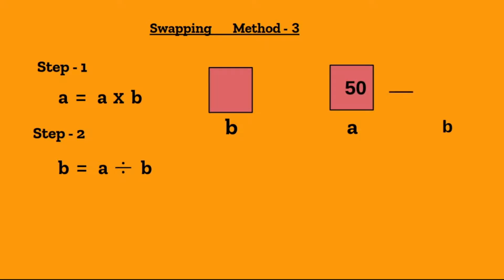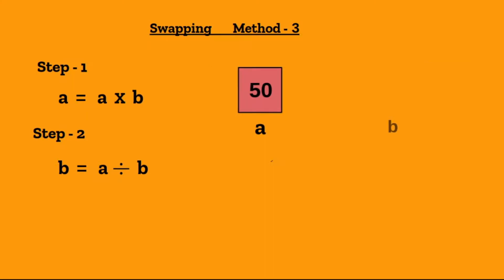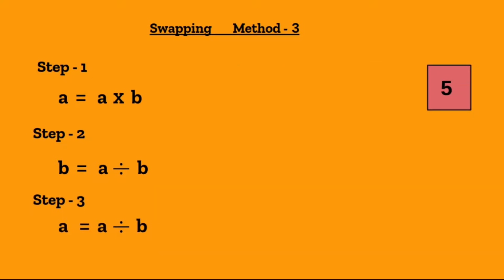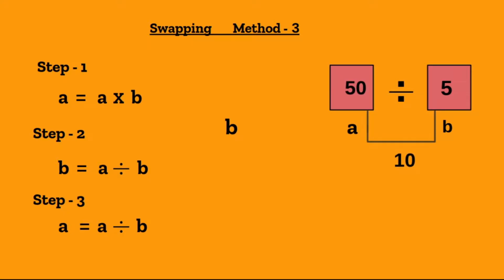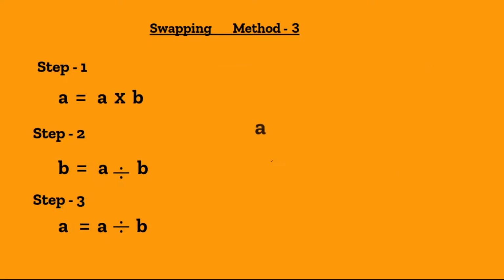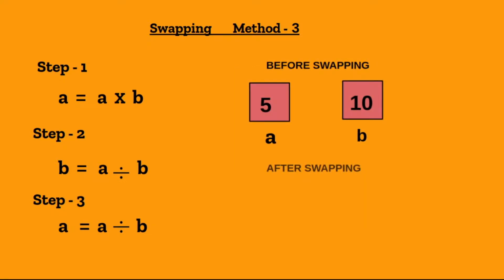Here a is equal to 50 and b is equal to 10. So the result is 5, which we will be storing into b. Till now a value is 50 and b value is 5. The third step is a equal to a divided by b. Here a is equal to 50 and b is equal to 5. So the result is 10, which we will be storing into a. At the end of the third step, we got a equal to 10 and b equal to 5, which is our desired output.